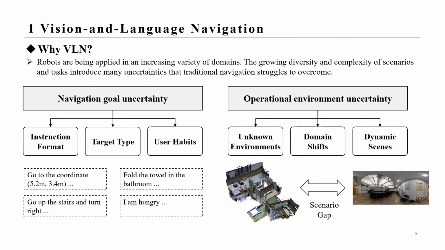As robotic applications expand, traditional navigation faces many uncertainties. Navigation goals vary due to differences in instruction format, target type, and user habits. Operational environments are uncertain due to domain shifts, unknown spaces, and dynamic scenes. VLN provides an effective way to handle these challenges.